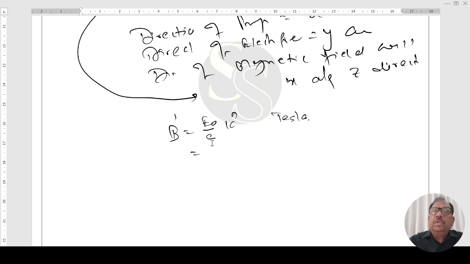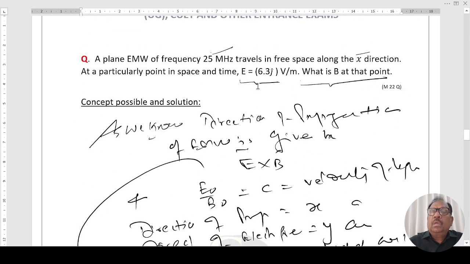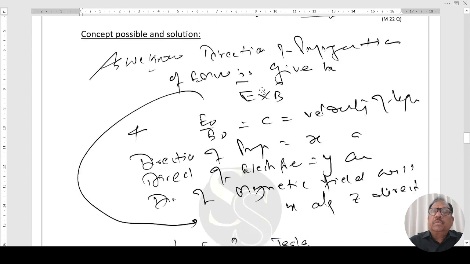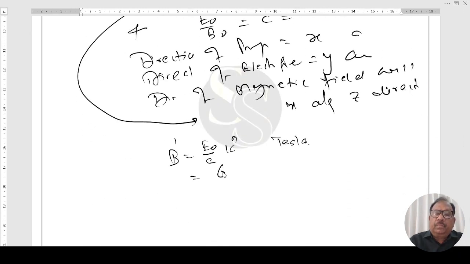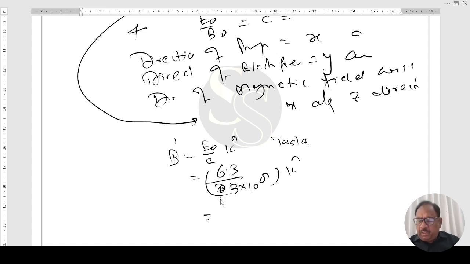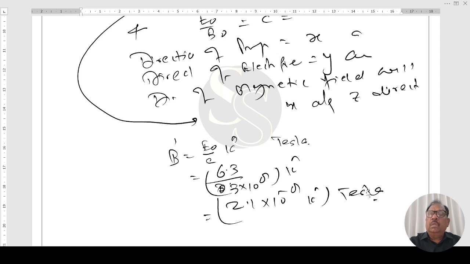That is, E naught is 6.3 upon 3.1.3 into 10 to the power 8. Okay, simplify this, and on simplifying, the answer will come out to be 2.1 into 10 to the power minus 8 K Tesla.